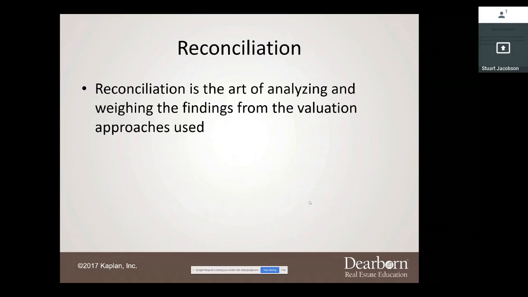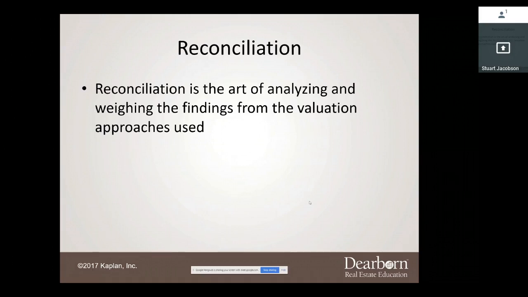Now, we've talked about our 3 approaches and the properties that we would best use them for, okay? The sales comparison approach will be used for residential properties. The cost approach will be used for public buildings, buildings that don't have any income produced or any sales, okay? Then we have the third approach, which is your income approach, which is used for income producing properties.